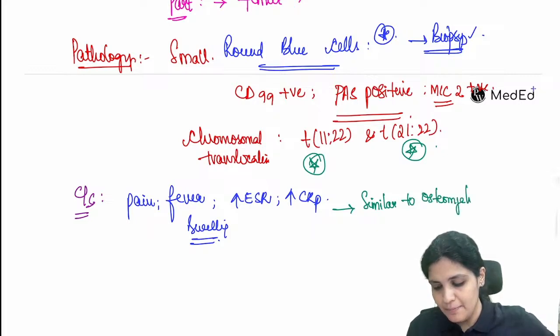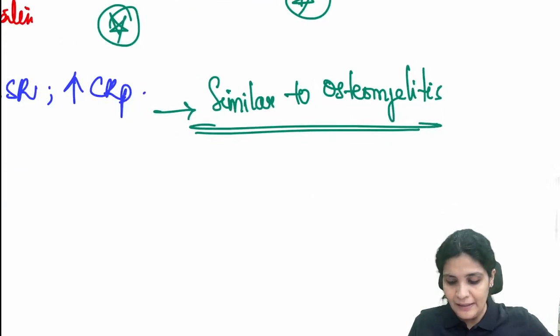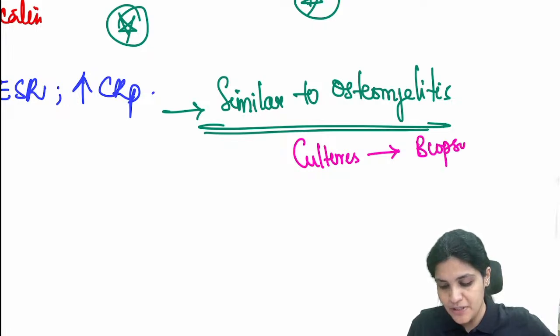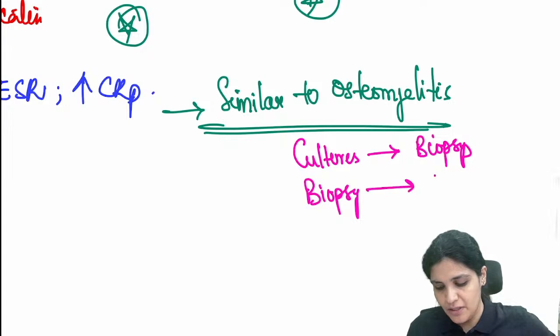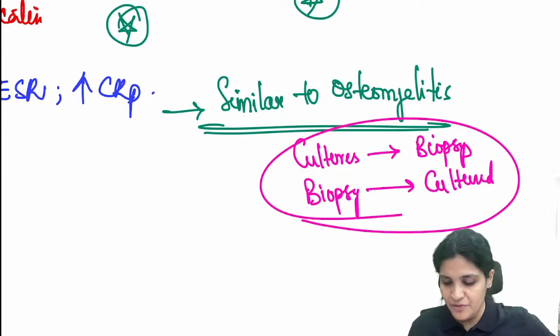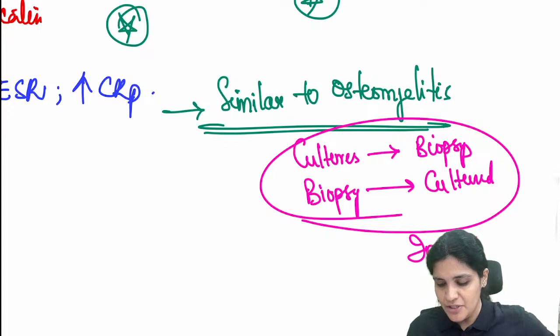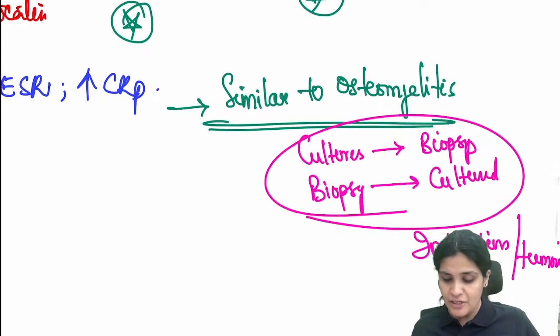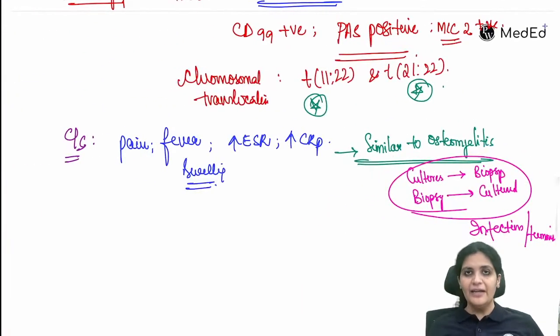So, this is the area where all the cultures you have to send for biopsy, and all the tissues you're sending for biopsy culture. That means you have to differentiate between infection and tumor. So usually in infection what happens, the cultures are positive, right?